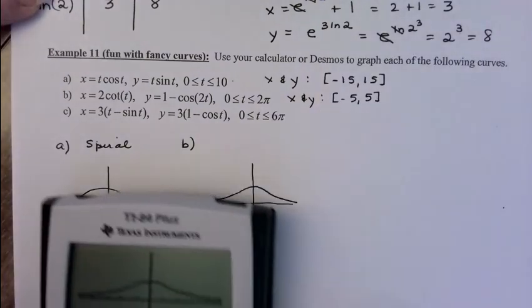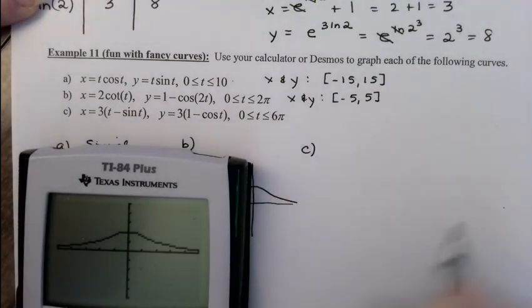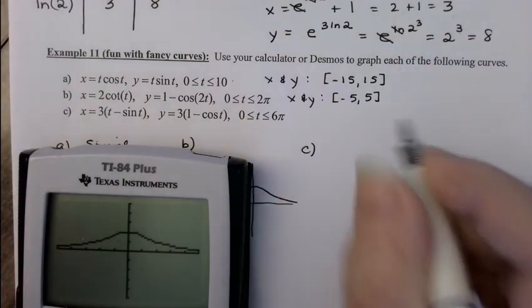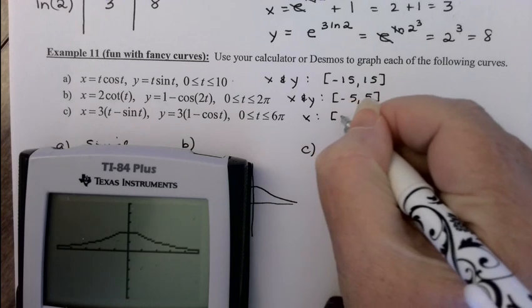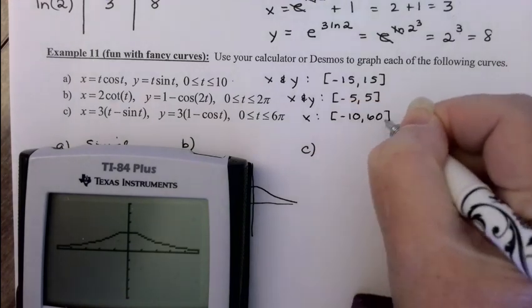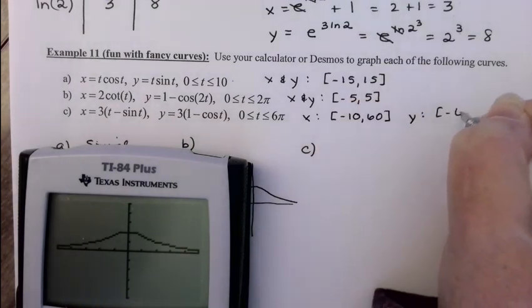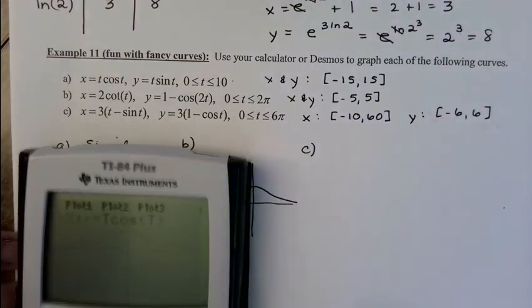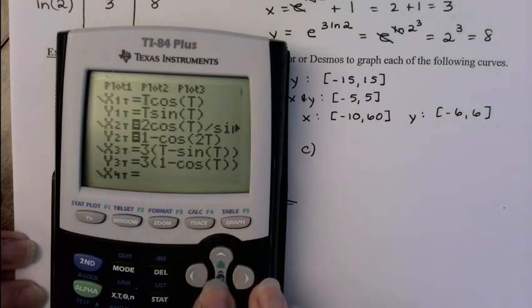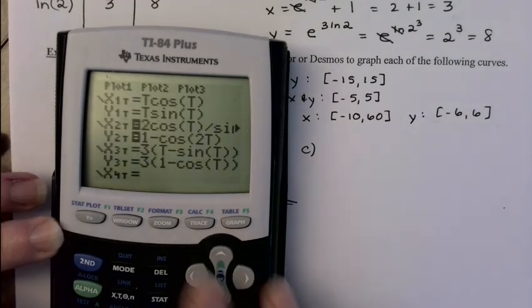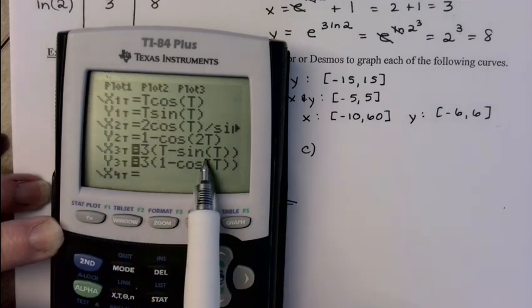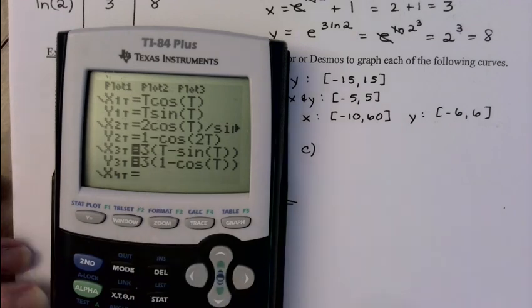All right, what about C? On this one, they told us to let the t's go from 0 to 6 pi. On this one, I let my x's go from -10 to 60. And I let my y's go from -6 to 6, and it worked out pretty well. So when I go to graph this one, I have it down here as x3 and y3. There's my 3 times t minus sine t, and my 3 times 1 minus cosine t.